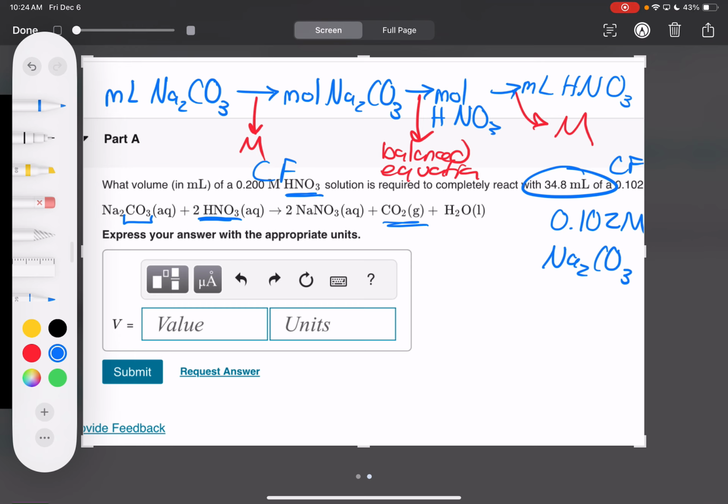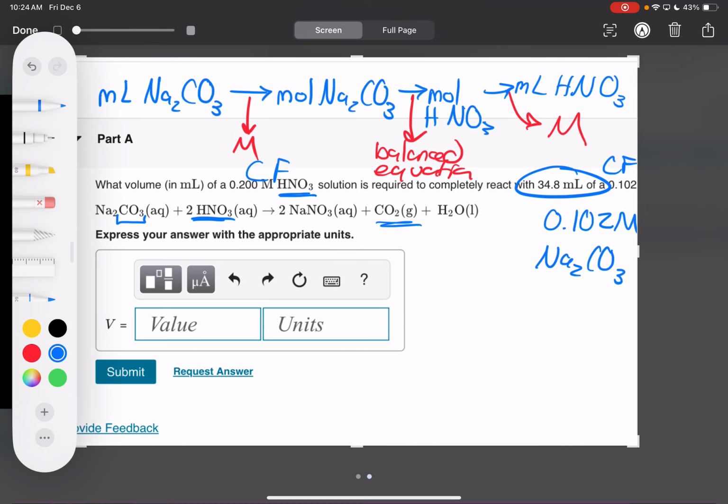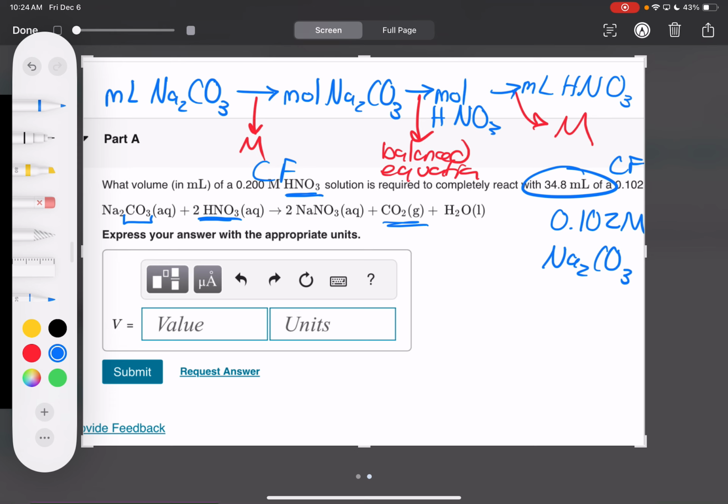All right, so debating where I have enough room. I'll start down here at the very bottom. Maybe I can make this bigger? No. All right, so I've got 34.8 milliliters, and I'm just gonna put SC for sodium carbonate, because I don't wanna write that every time.